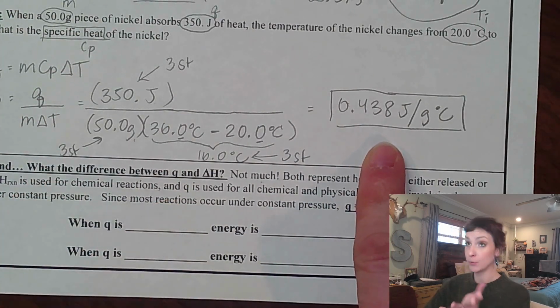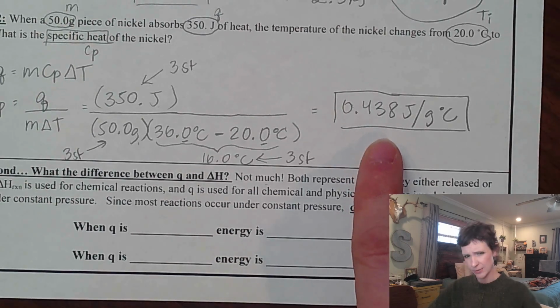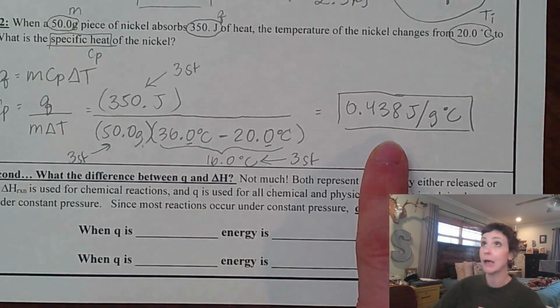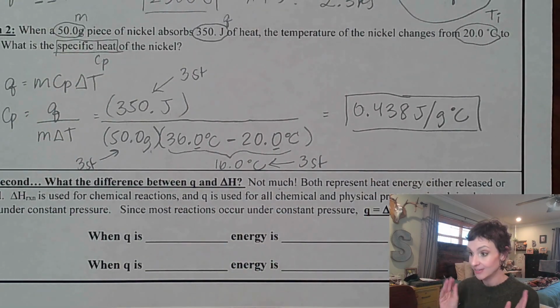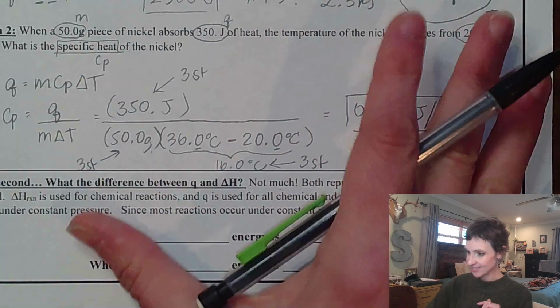We said water's is 4.184. That just lets me know that it's a low specific heat. It doesn't take a lot of time or energy or heat to heat up the temperature of that nickel. So that's very exciting. We get it. You guys, Q equals mcΔT.